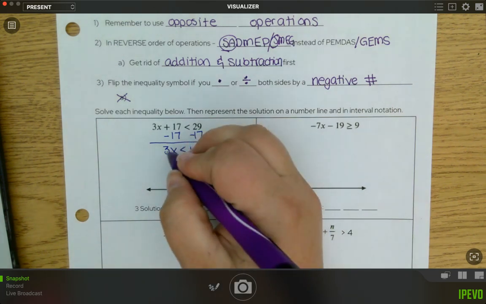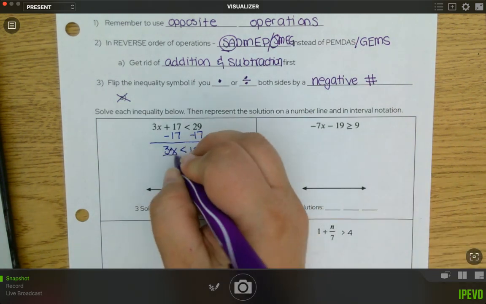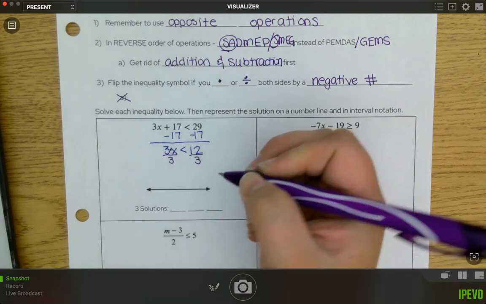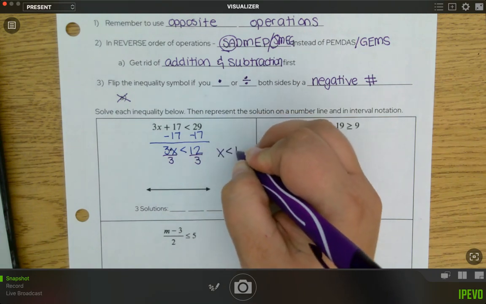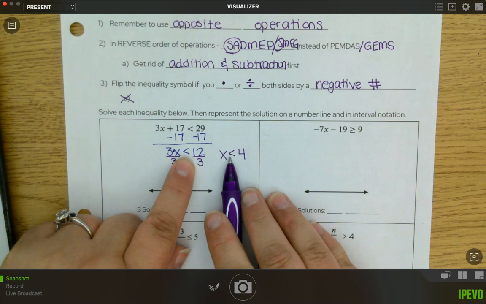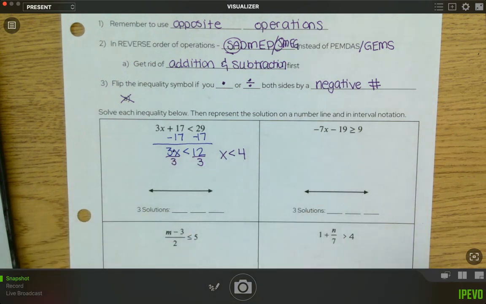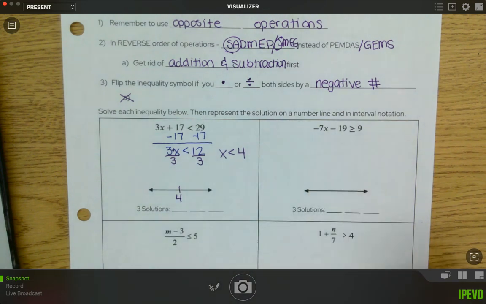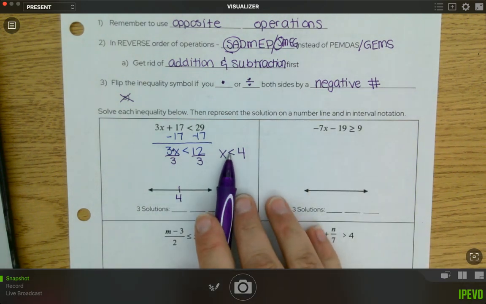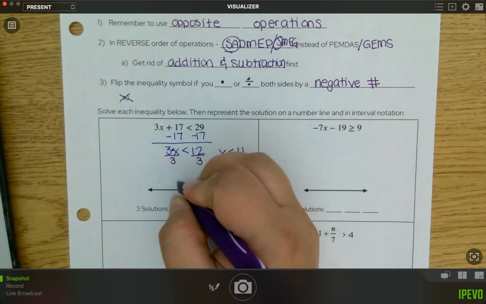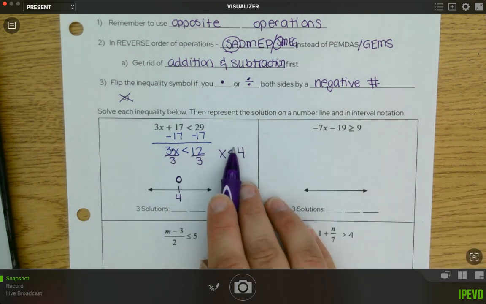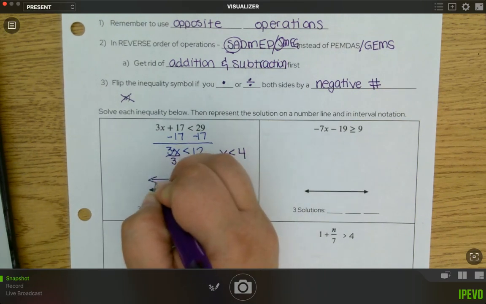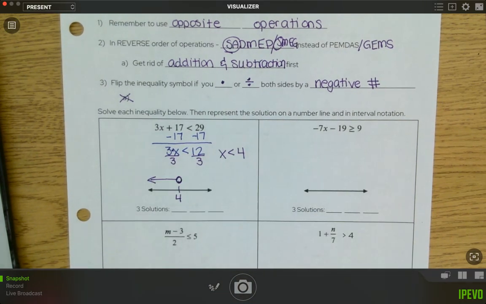Then this is really 3 times x, so you have to divide by 3 to get rid of it, because division is the opposite of multiplication. And when I divide by 3 on both sides, I get x, keep the same symbol, and 12 divided by 3 is 4. So we're going to put 4 on our number line. And just like we talked about in 2.7, since there's no little line underneath like there is on this one, this is going to be an open circle, and you're going to go to the left because that's what direction this one is pointing, or towards the hole punched side of your paper.